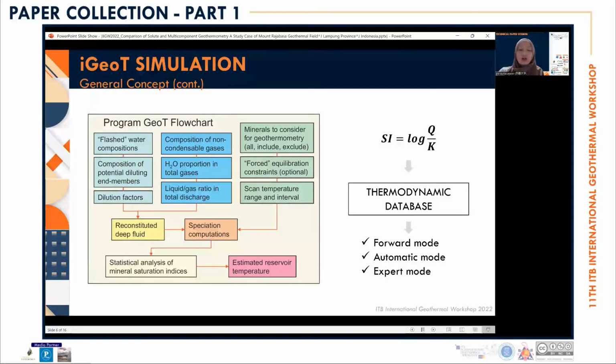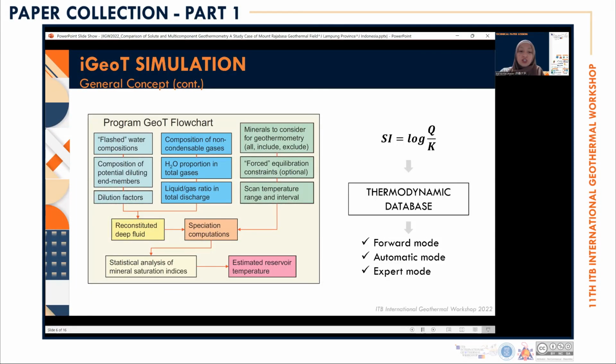Looking at this flowchart of IGOT simulations, we instantly realize what differs it from solute geothermometry. The core of the software is essentially a homogeneous geochemical speciation algorithm solving mass balance and mass action equations by Newton-Raphson iterations. Using complete fluid analysis, the saturation indices of minerals, or log Q over K, are obtained from the computed ion activity product, or Q, and the thermodynamic equilibrium constant, or K, for each mineral.